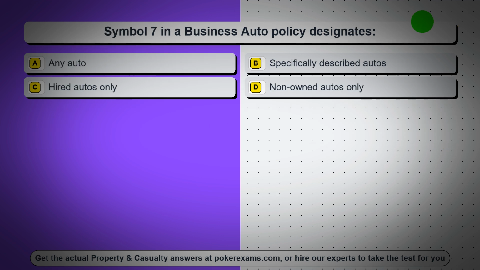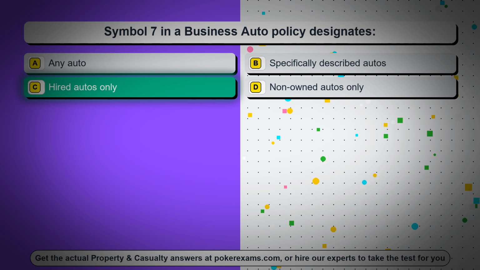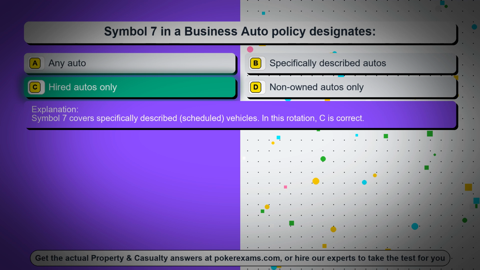Question 60. Symbol 7 in a business auto policy designates, option A, any auto, option B, specifically described autos, option C, hired autos only, option D, non-owned autos only. The correct answer is option C, hired autos only. Symbol 7 covers specifically described, scheduled, vehicles. In this rotation, C is correct.